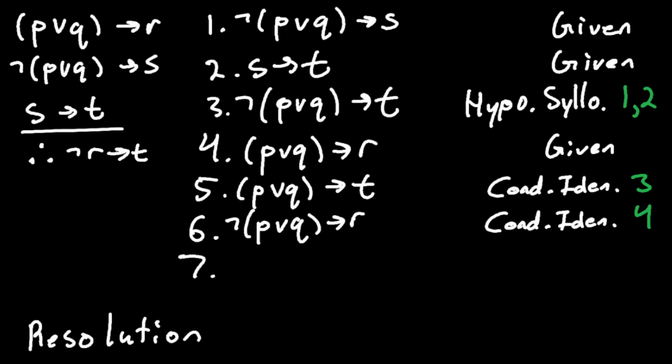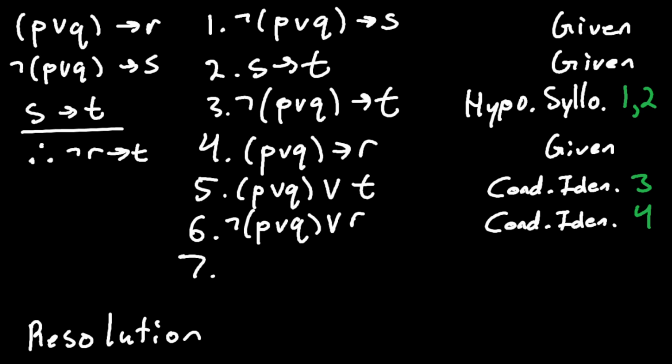So where does resolution come in? Oh, oops. Big mistake. Conditional identity. There you go. I forgot to turn the arrows into ORs. But where does resolution come in? Well, now that we have this, how do we use resolution?